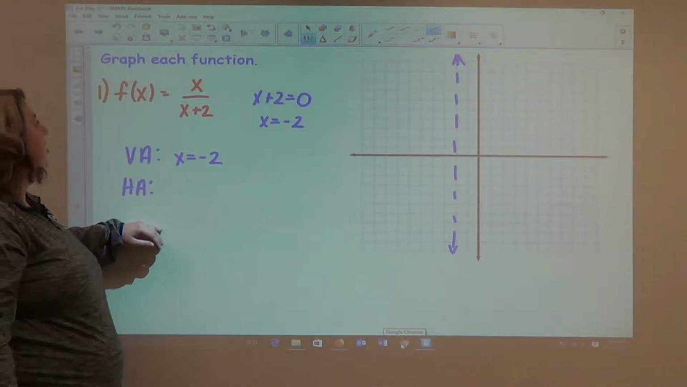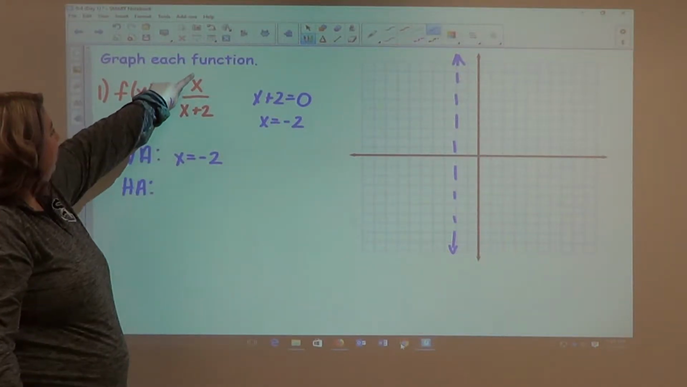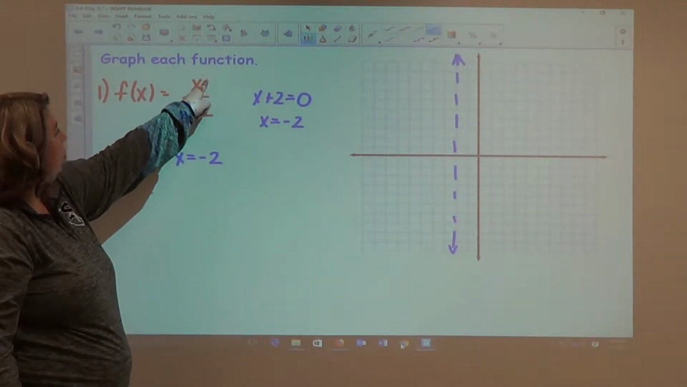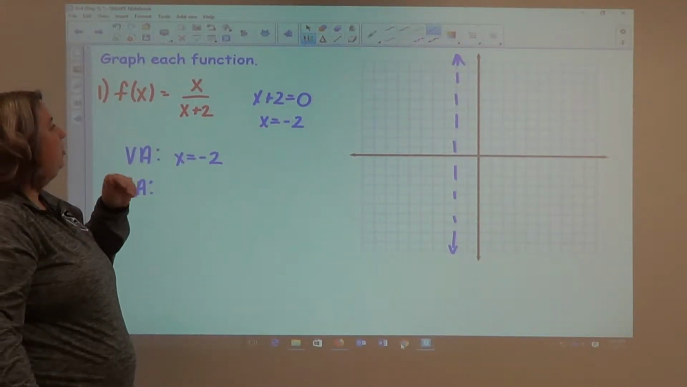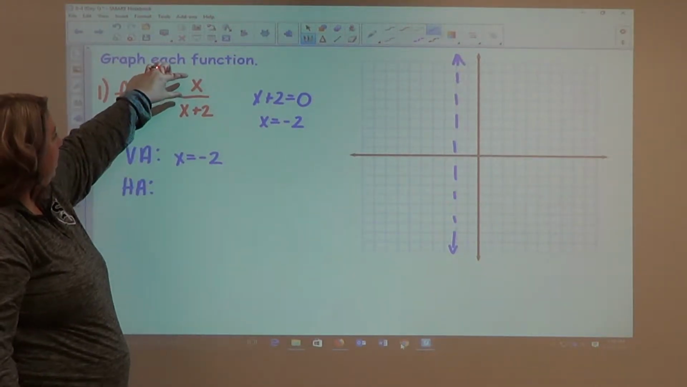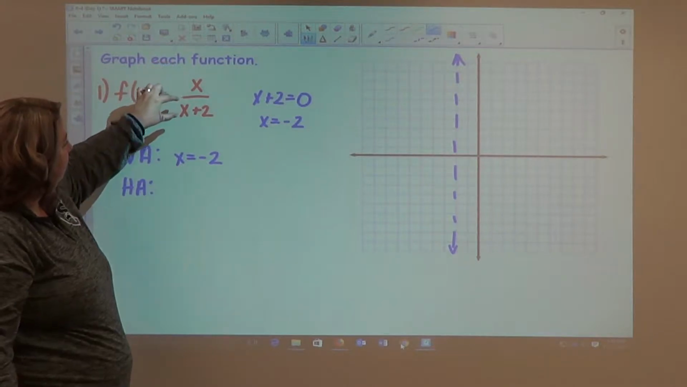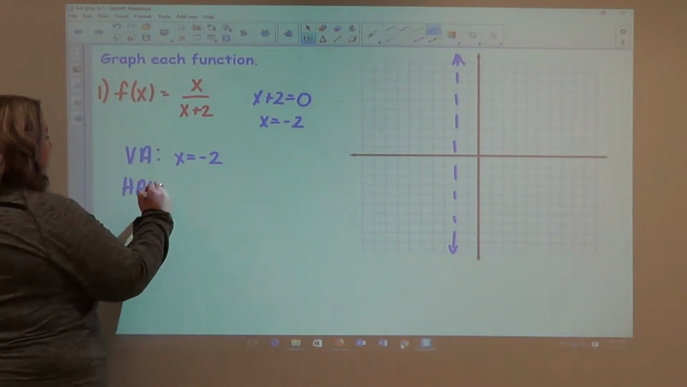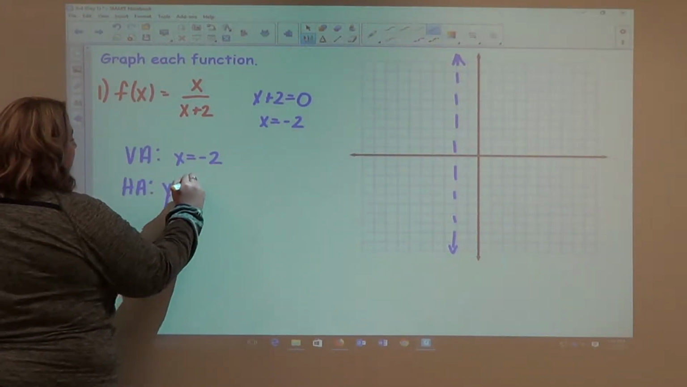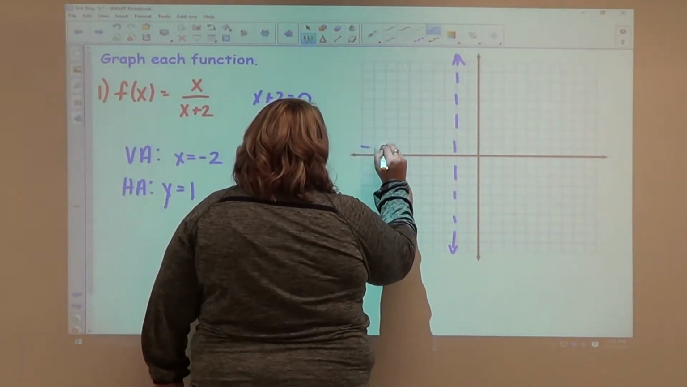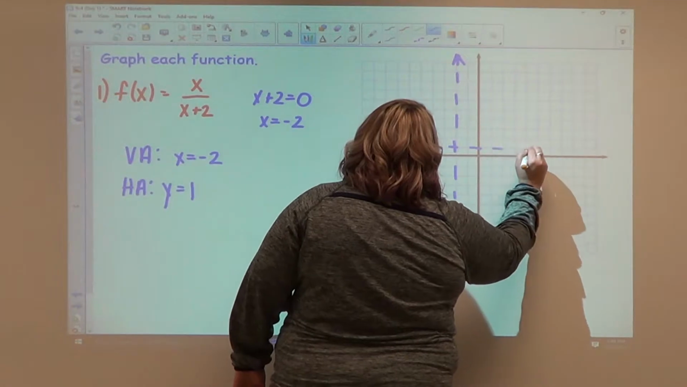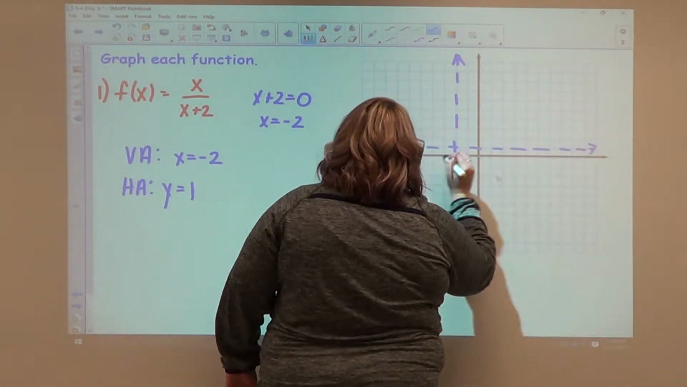Horizontal, you look at the degrees. So I have an x and x. I look at my exponents. I have a 1 and a 1. Those are the same. So you divide leading coefficients. So I look at my numbers in front of x. 1 divided by 1 is 1. So my horizontal is y equals 1. So on my graph at 1, I would have a horizontal asymptote.